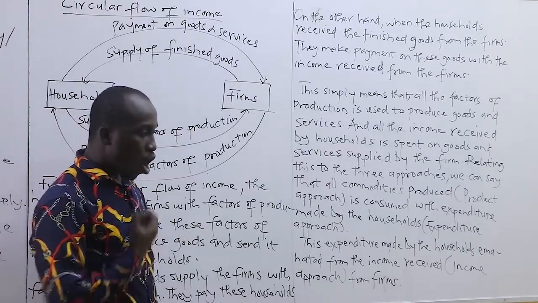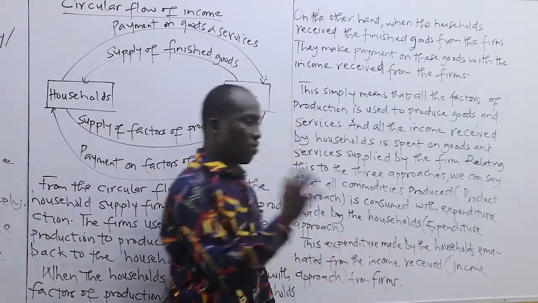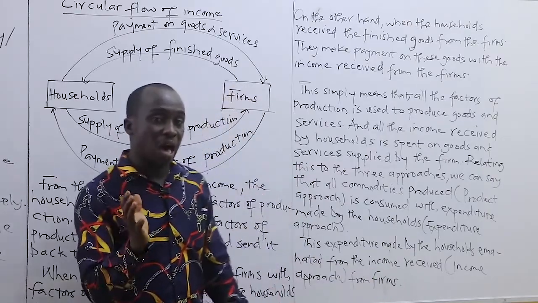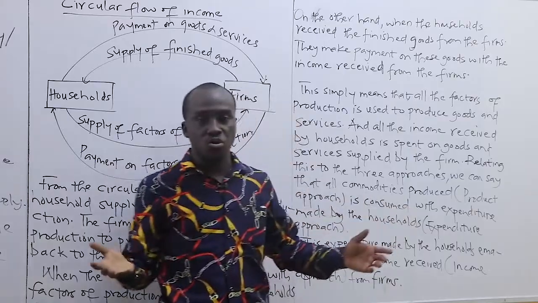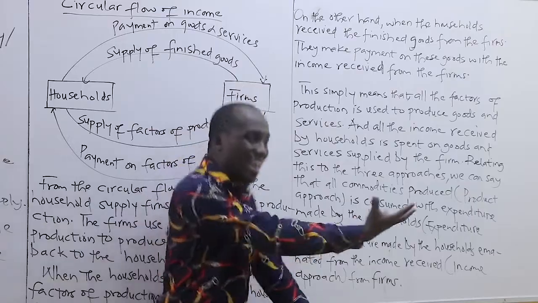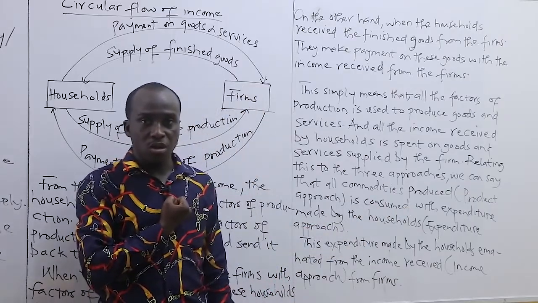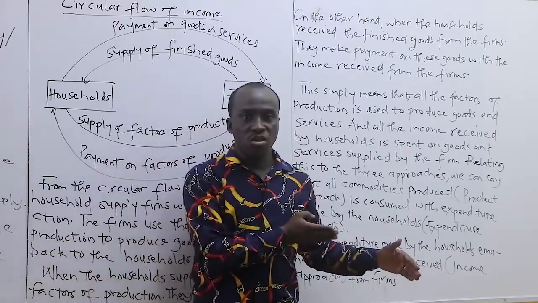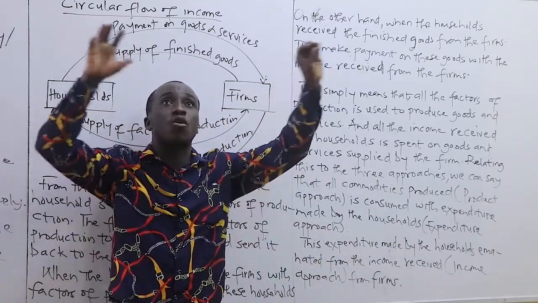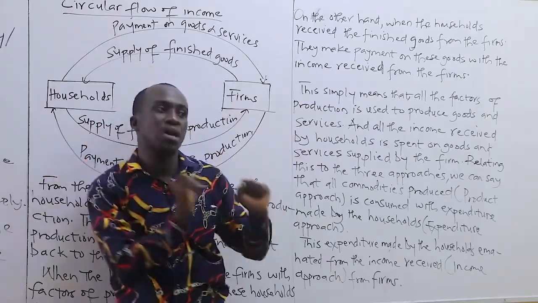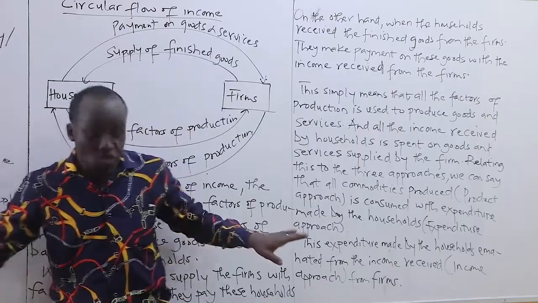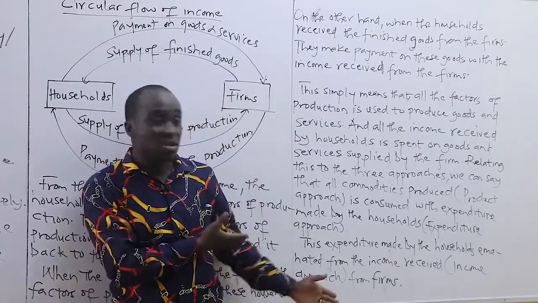So you see that all the goods produced, that's the product approach, productivity, the household spends on the goods. That's the expenditure approach. And all the expenditure the household makes, they make it from the incomes they receive, the income approach. So it means that the product approach, the expenditure approach, and income approach, when they give you a question and all the transactions are in, you pick them, you do the product approach separate, you pick the transactions, you do the expenditure approach, income approach separate. When you finish, the figures should be equal based on the explanation.